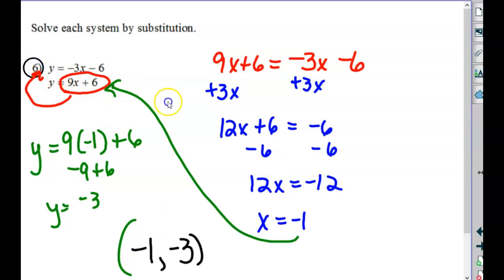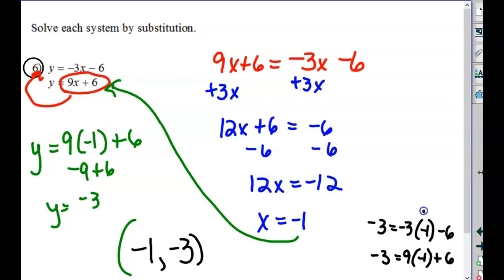If I wanted to check it in both, I'd have y equals -3 times x minus 6, and y equals 9 times x plus 6. This would become 3 minus 6 is -3, so that checks. And this is -9 plus 6, which is -3. That one checks. We good? Any questions on those?